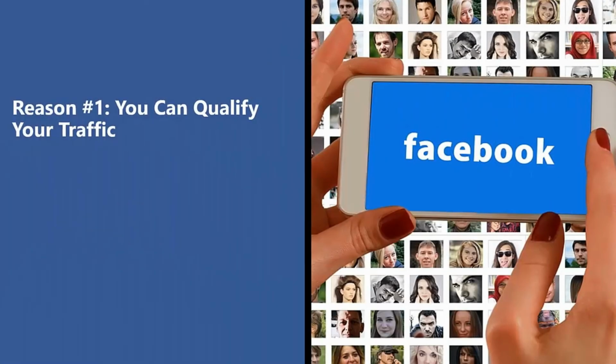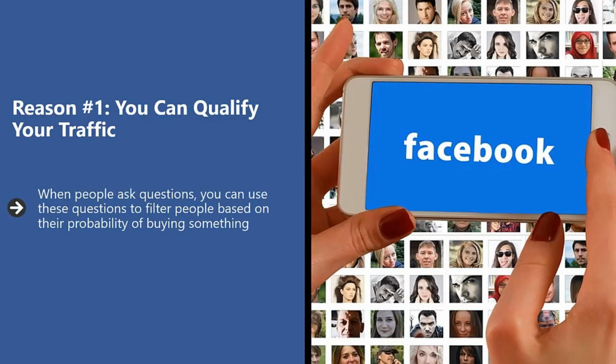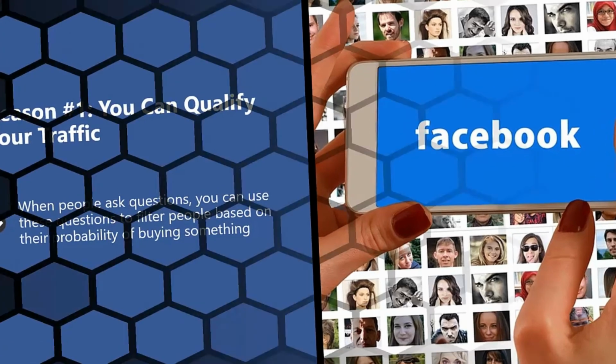Reason number 1, you can qualify your traffic. When people ask questions, you can use these questions to filter people based on their probability of buying something. You can also conduct your messaging affairs on Facebook in a more targeted way because you know at the end of the day, you're trying to drive them to your Facebook Messenger chatbot.